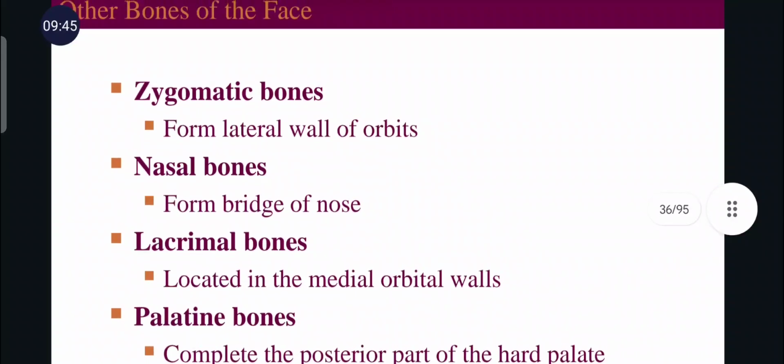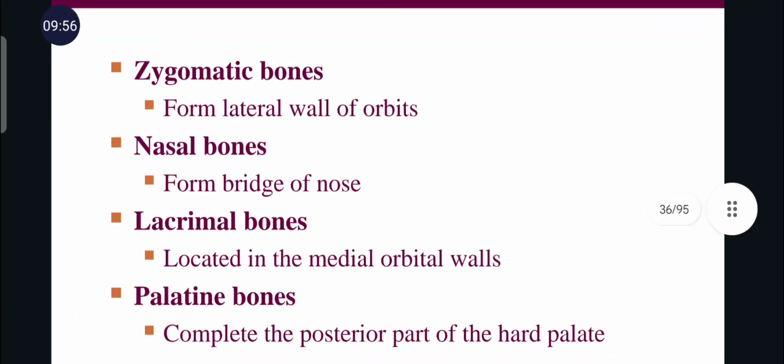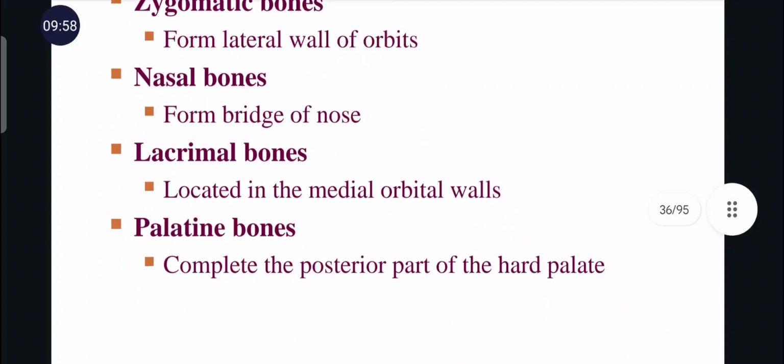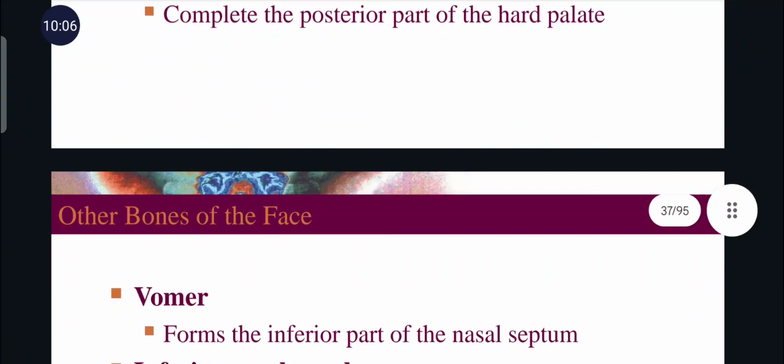Other bones of the face include the zygomatic bones. These form the lateral walls of the orbits. They are also known as cheekbones. Nasal bones, as the name indicates, form the bridge of the nose. Lacrimal bones are present in the eye sockets, located in the medial orbital walls.